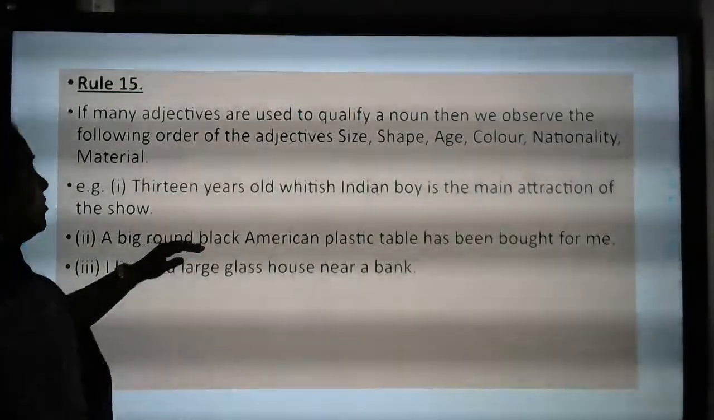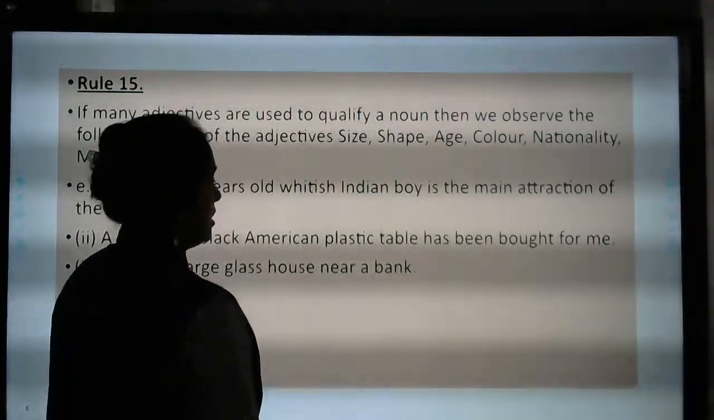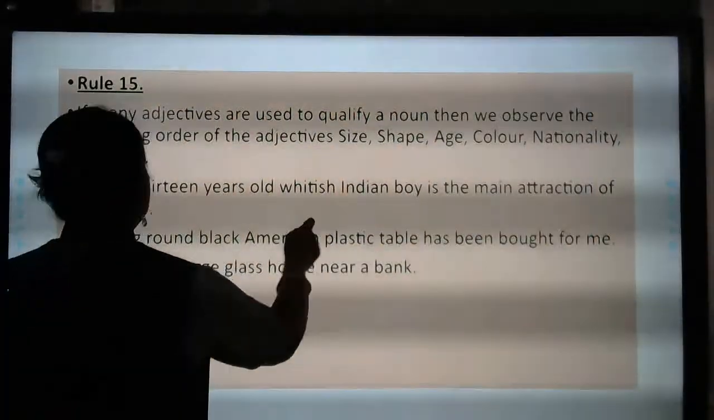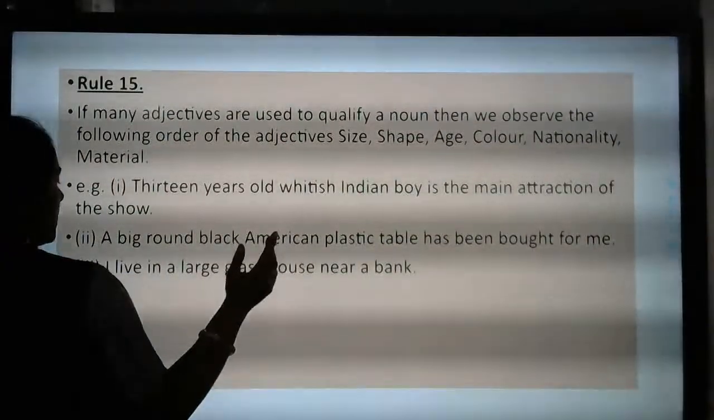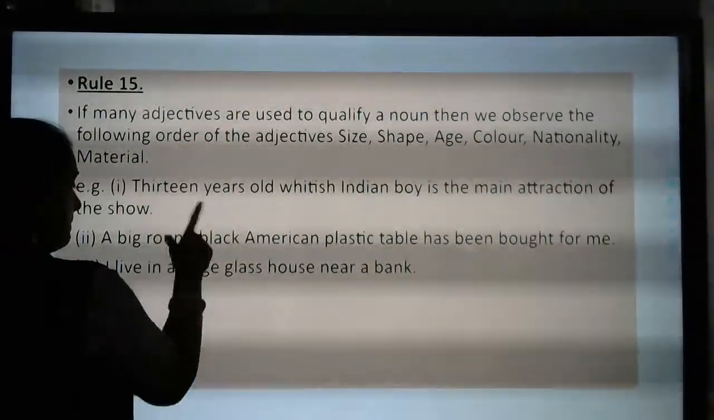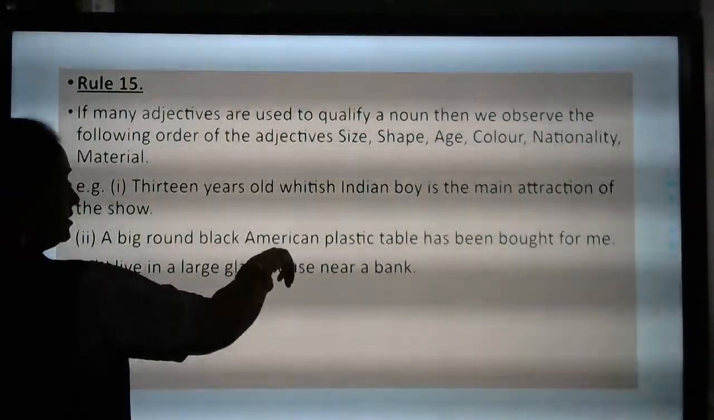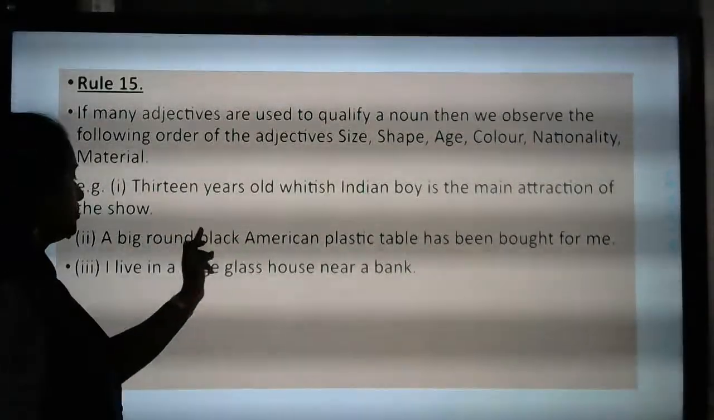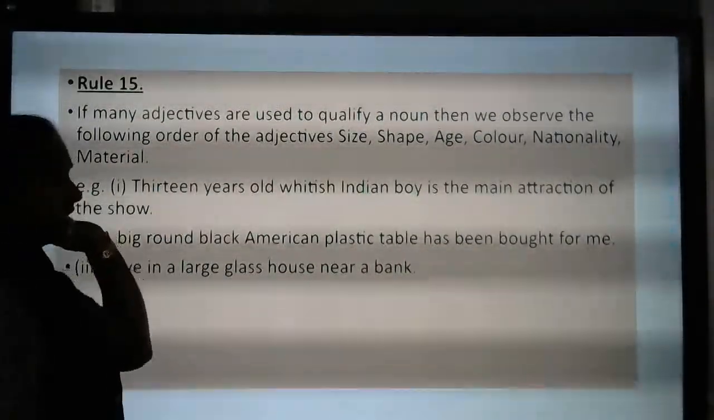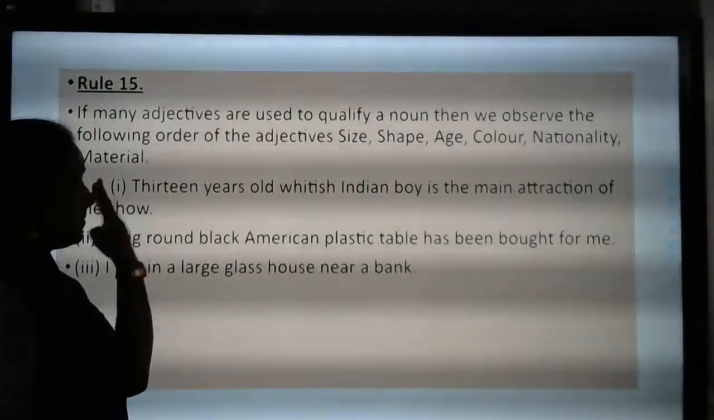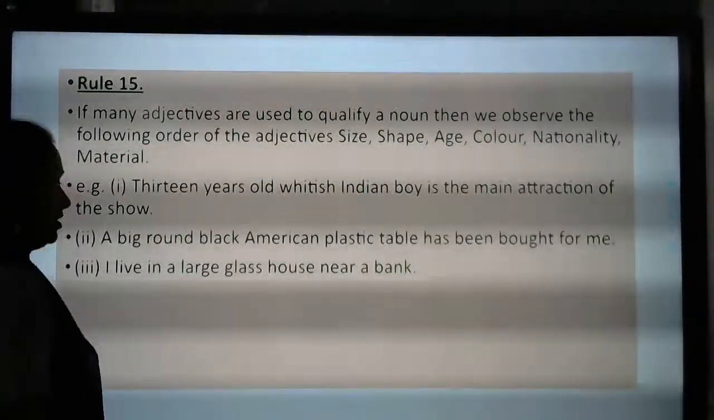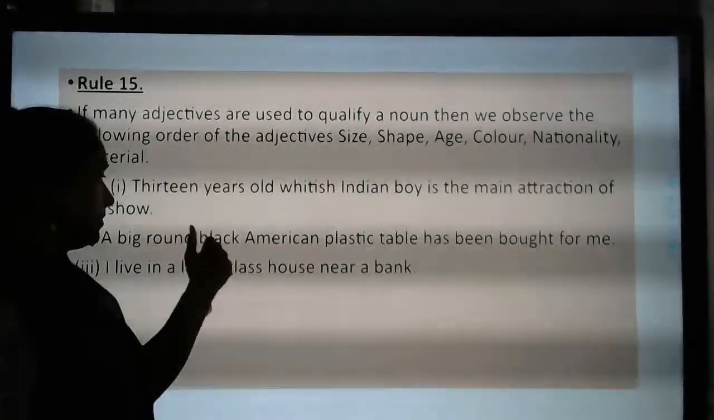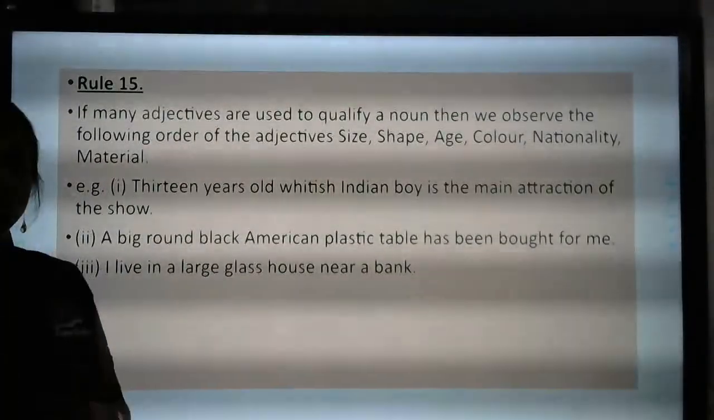Next one, a big round black American plastic table has been bought for me. So what is bought for me? A table. Now how is the table? A big means size, then shape, round, color, black, nationality, American, and then material, plastic. So for one table, five adjectives are used here: big, round, black, American, plastic table. If some changes were made here, such as a big, black round table or a plastic table of America, it would be wrong.